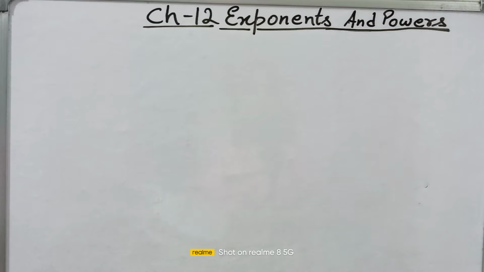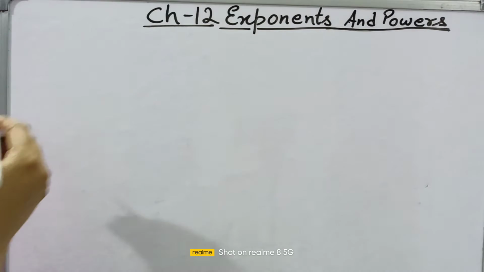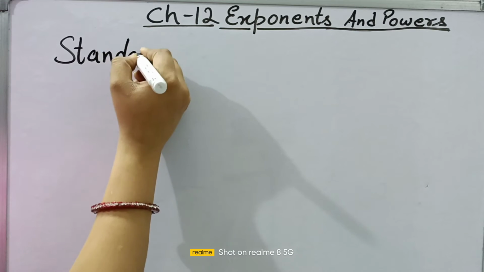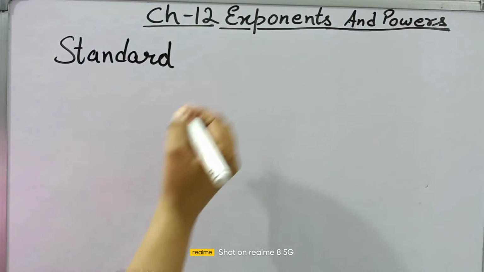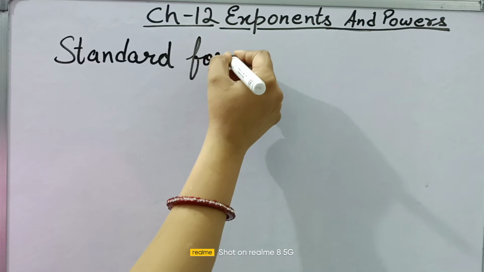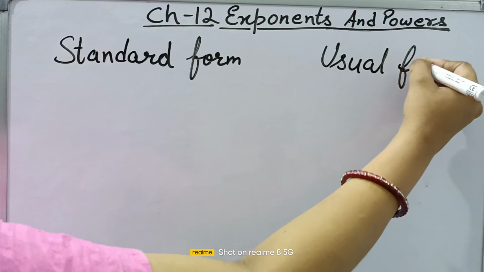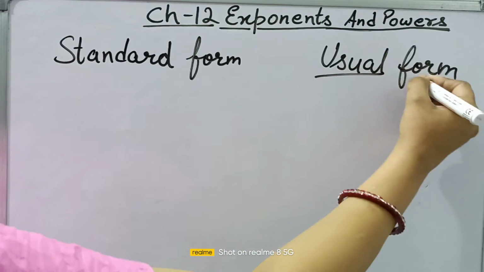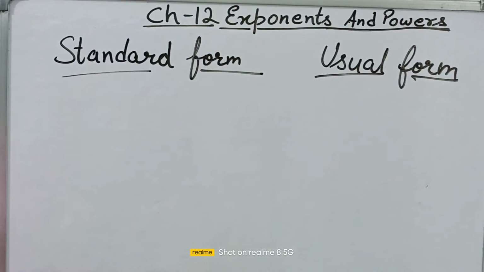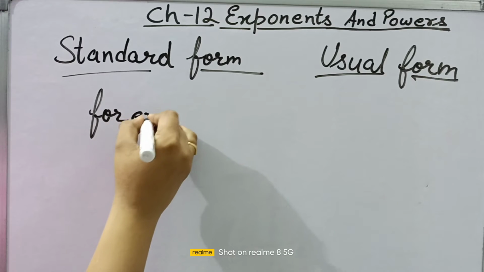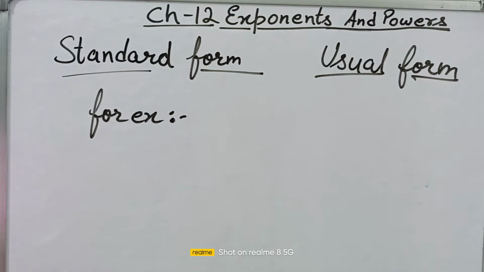We will continue our chapter exponents and powers. Next topic in this chapter is standard and usual forms of number. Now what is standard form and what is usual form? Sometimes we have large numbers or small numbers written in the form of decimals.